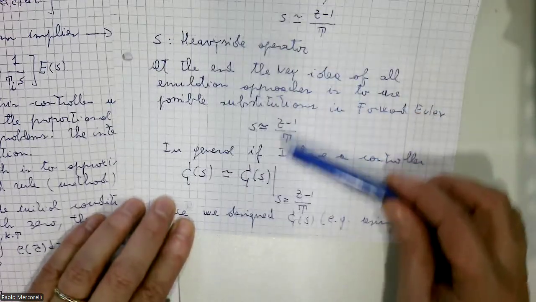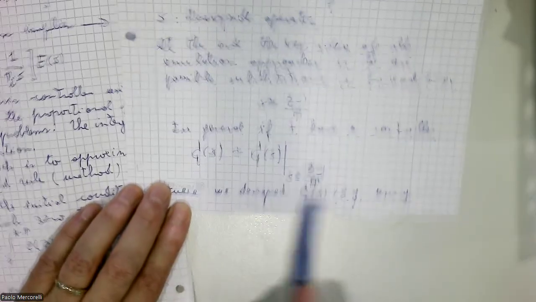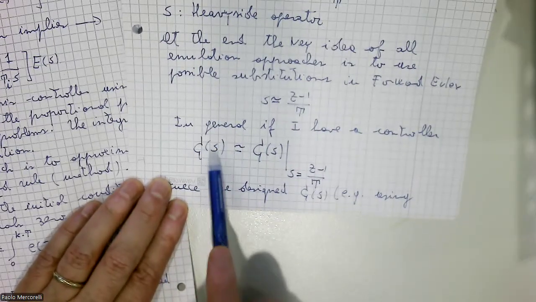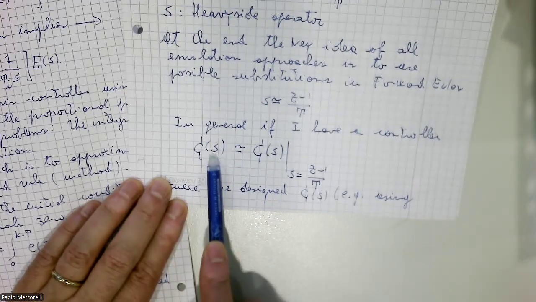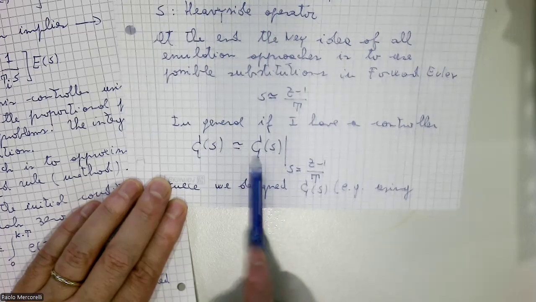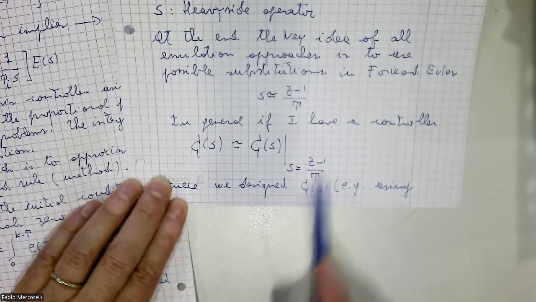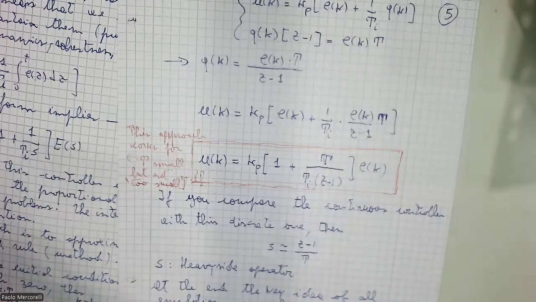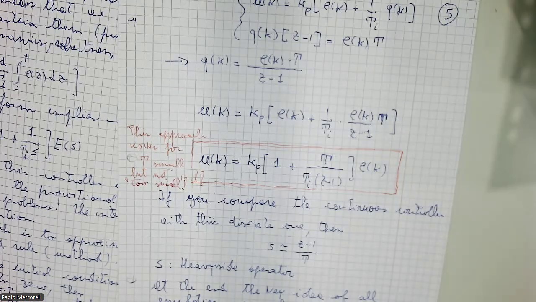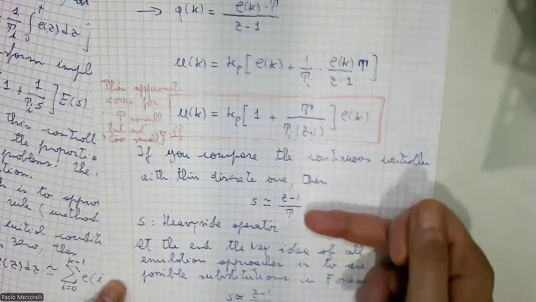Okay, let me go ahead a little bit. If I have a controller with which we are satisfied with the performances, I can approximate the transfer function of the controller by putting S equals Z minus 1 divided by T. This approach, the name is emulation, came from this consideration, from a practical example, of course, which is PI, because you know the PI.